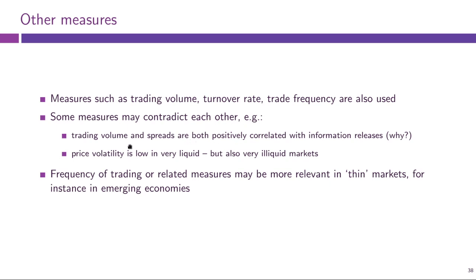For example, trading volume and spreads are both positively correlated with information releases. So whenever a firm, for example, issues its earnings report, the spread for its stocks increases, indicating that its stocks became less liquid in that time. But trading volumes typically increase soon after these earnings announcements, which would suggest that liquidity has increased if you use trading volume as your liquidity measure. So here your conclusion about the liquidity of the market would depend on which measure you're using.